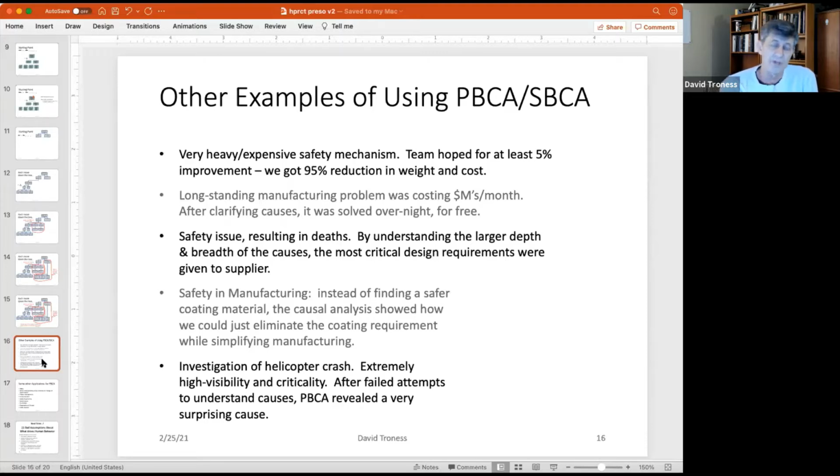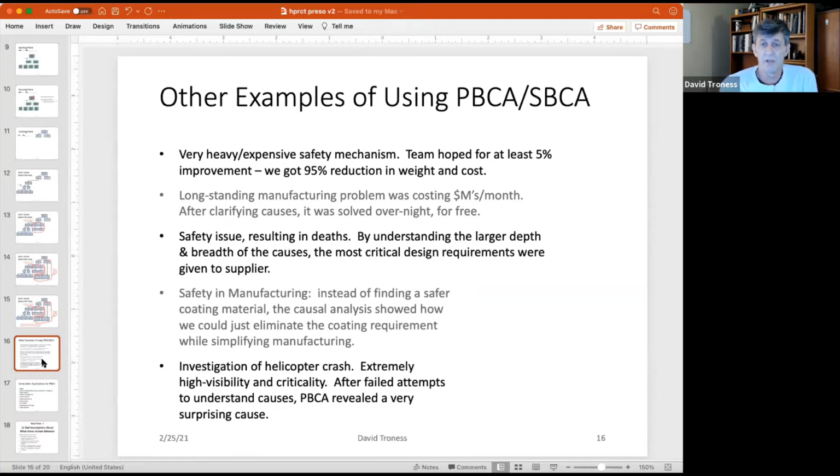And as we went down through it, we eventually identified ways to do it, because some of the causes that came out were, in hindsight, obvious, but now they were very clear, and there was a clear path for going forward.